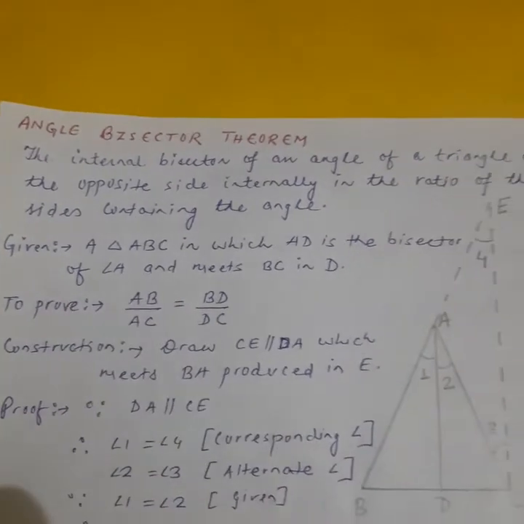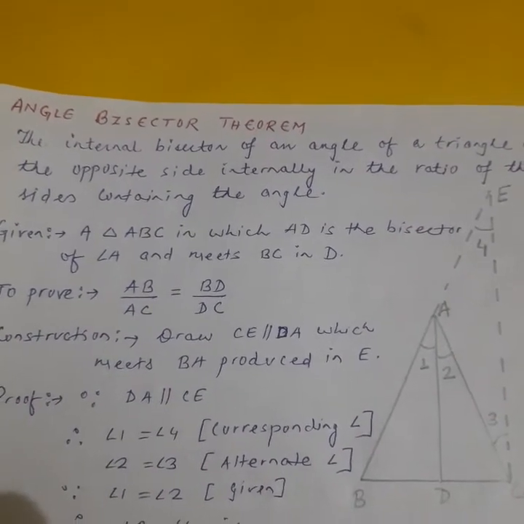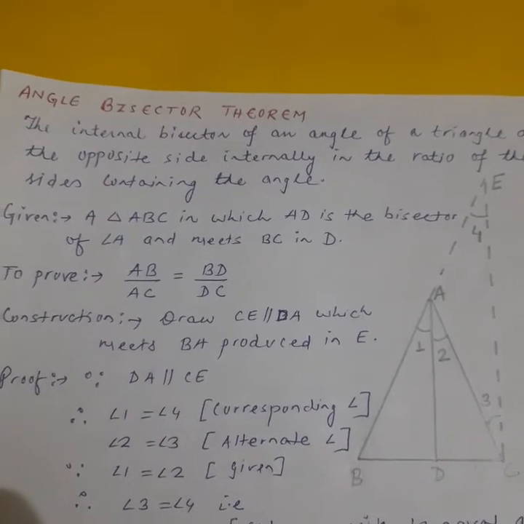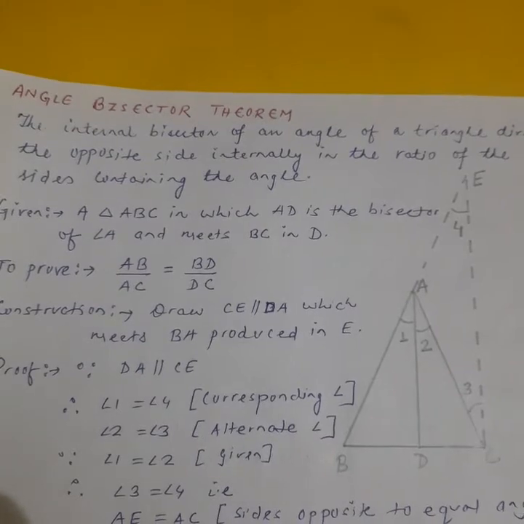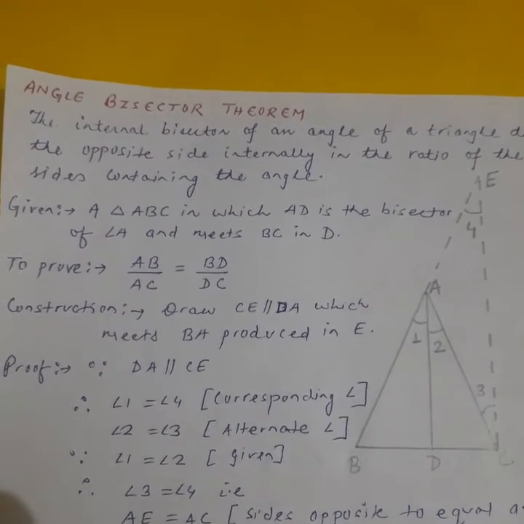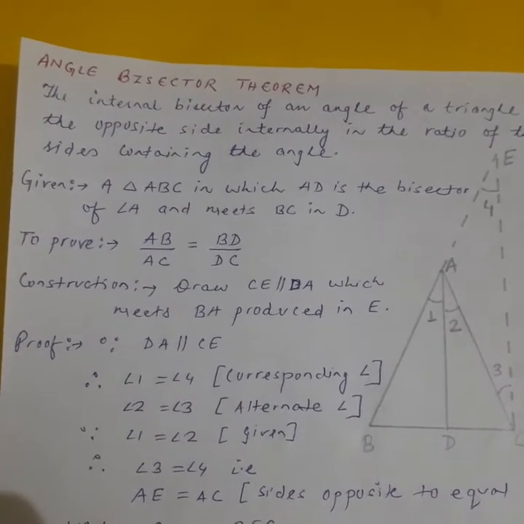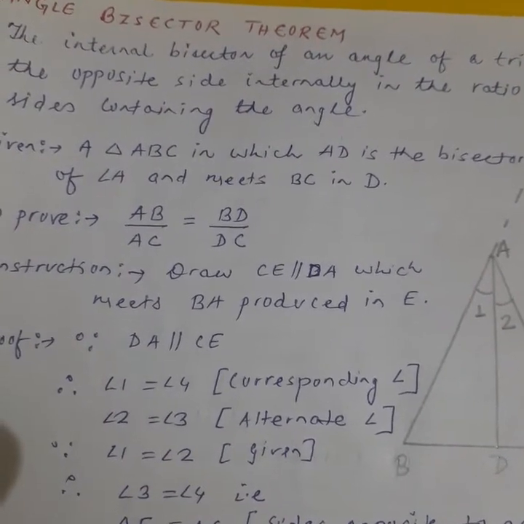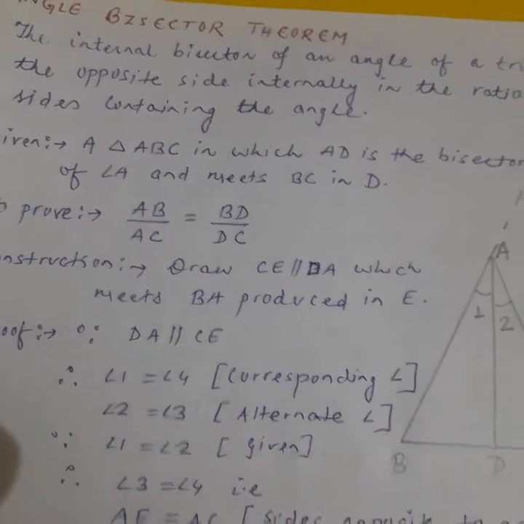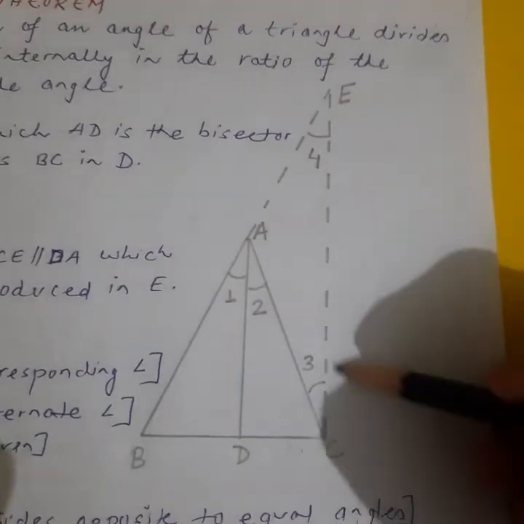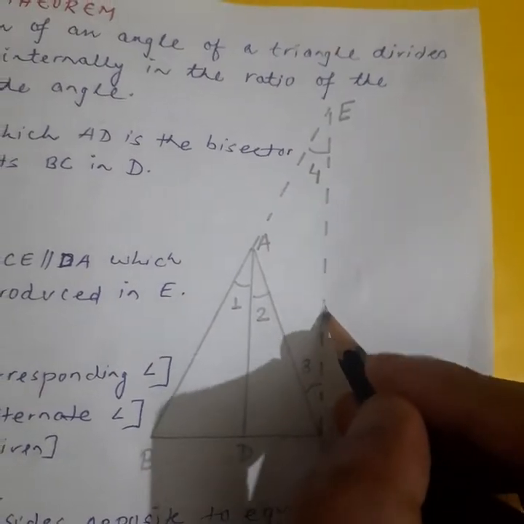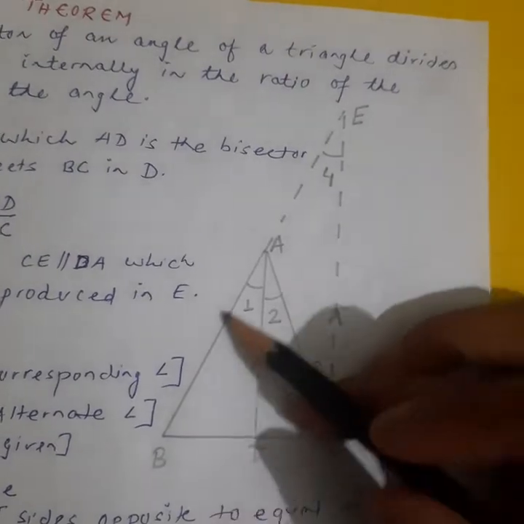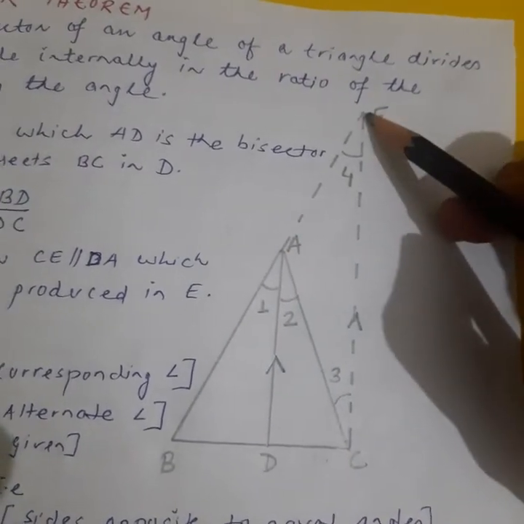Given a triangle ABC in which AD is the bisector of angle A and meets BC in D. You can see the figure as well. To prove AB by AC equals BD by DC. Now for this proof, we have a small construction, that is, draw CE parallel to DA which meets BA produced in E. You can see the figure. This CE is drawn parallel to DA which is meeting the produced side BA in E.